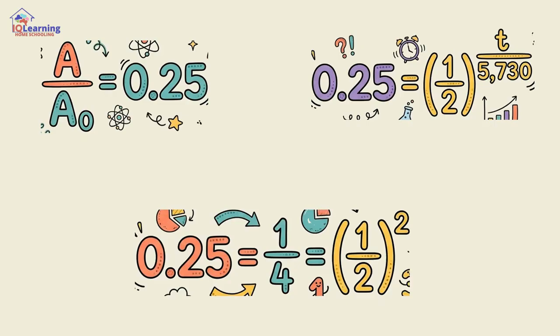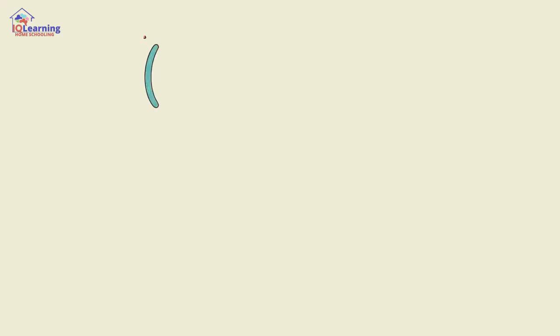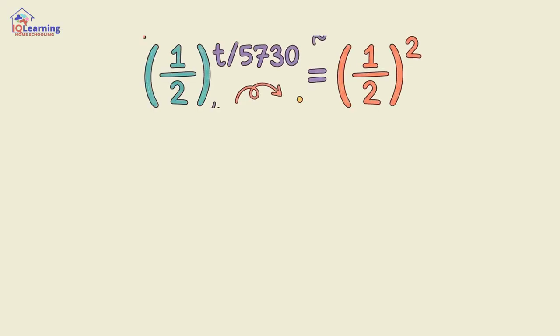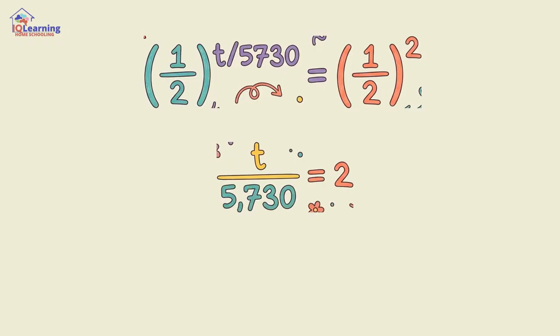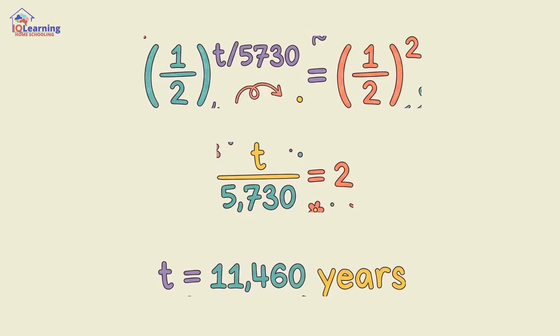Notice that 0.25 is the same as 1/4, which is also (1/2)². So (1/2) raised to the t over 5,730 equals (1/2)². The bases match, so the exponents must match. t over 5,730 equals 2. Multiply both sides by 5,730. t equals 11,460 years. So the fossil is approximately 11,460 years old, meaning 2 full half-lives of carbon-14 have passed.